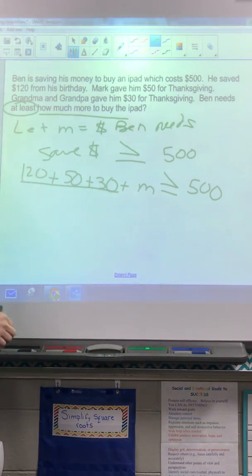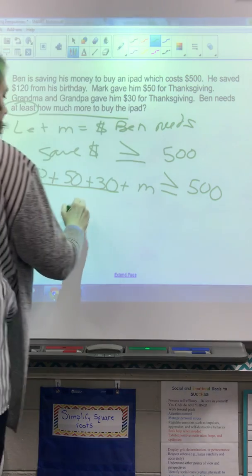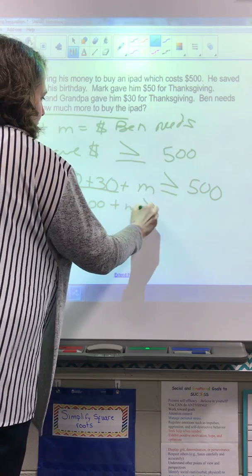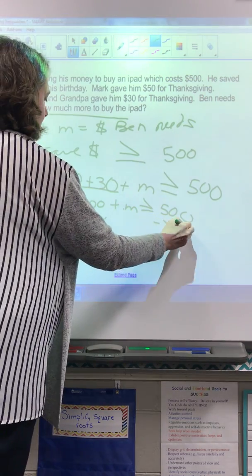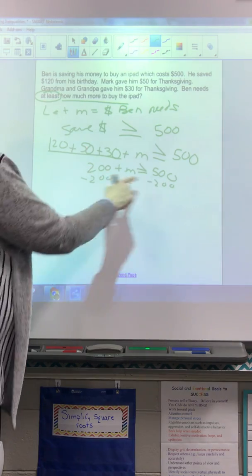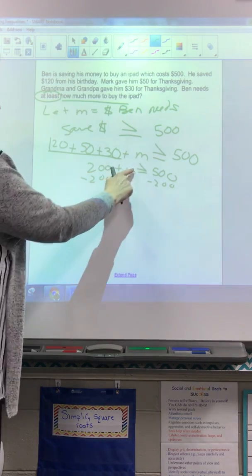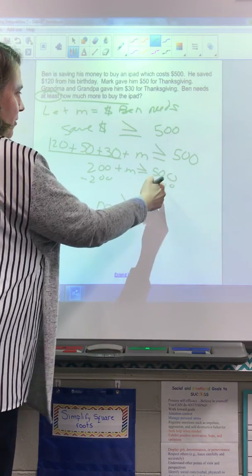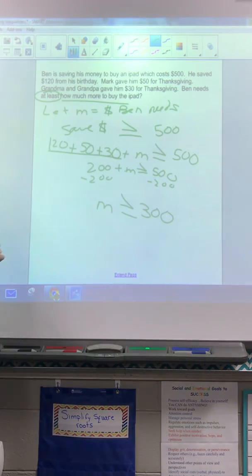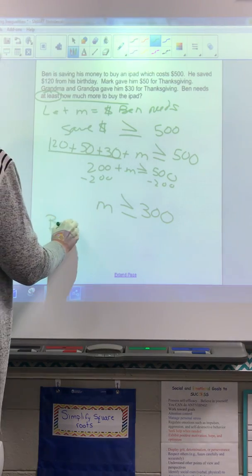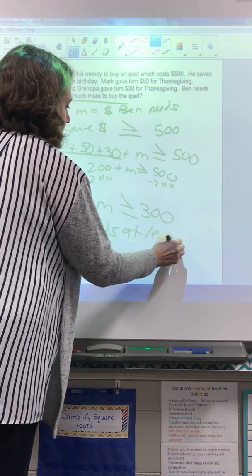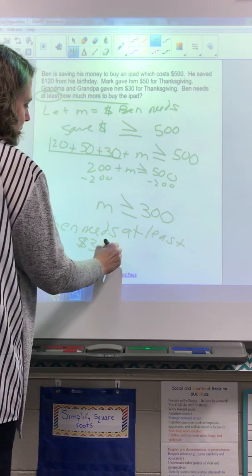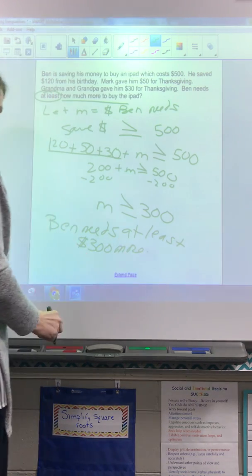These are on the same side of your inequality, so add them. 120 plus 50 plus 30 is 200. 200 plus M is greater than or equal to 500. You want this variable term to be by itself. So use inverse operations to subtract 200 from both sides. 200 minus 200 is 0. That leaves you with your variable. 500 minus 200 is 300. So now I know. Ben needs at least, I could have said greater than or equal to, $300 more. Period.